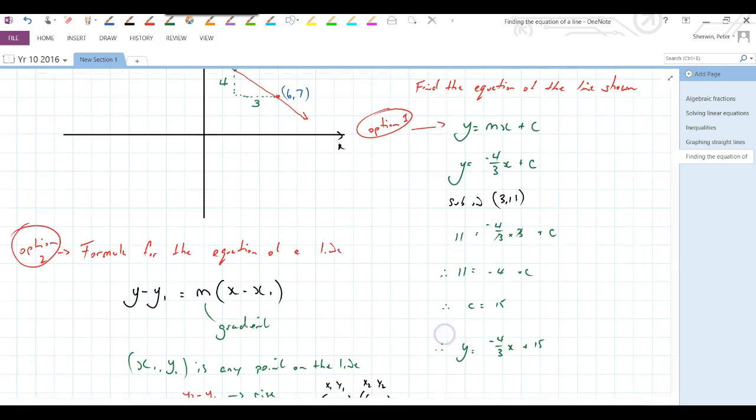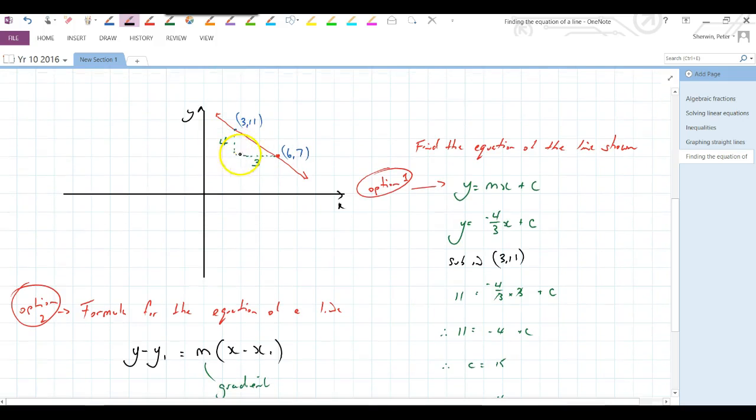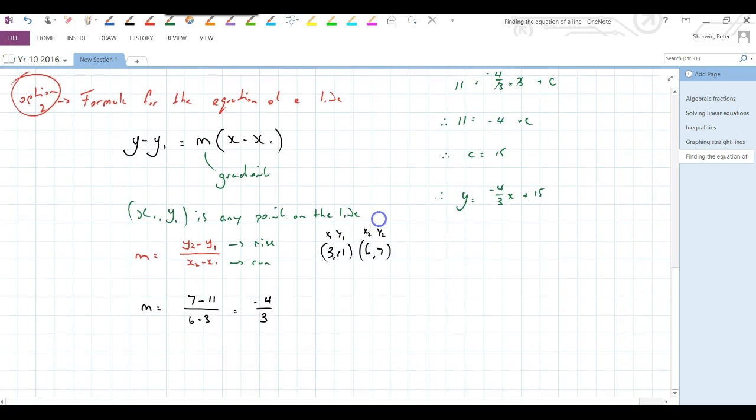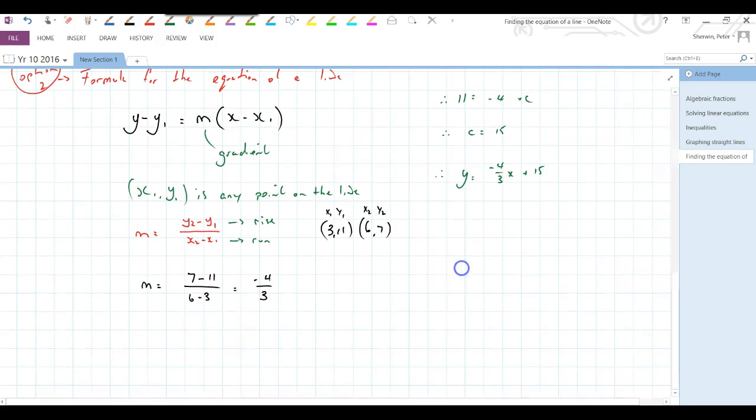We found that out up here by just drawing a little triangle, but I'm sure you will find that this is quite a useful formula to find the gradient of a line given 2 points. Okay, and the x1, y1s and x2, y2s are just codes. So in they go. That's our gradient. So I can write that in there, and I can use either point, but let's stay with (3, 11).